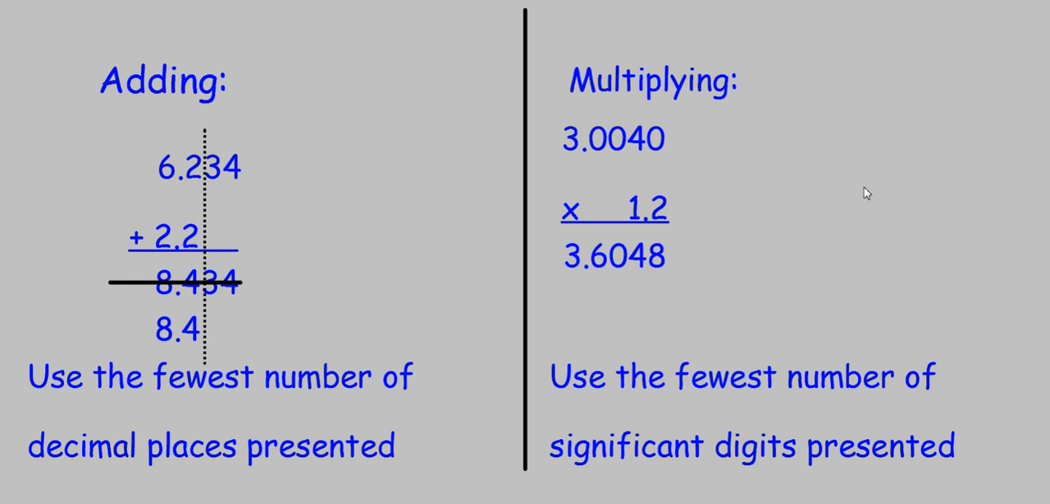Multiplying, on the other hand, we're going to use the fewest number of significant digits presented. So not decimal places, but how many significant digits we have. We have 5 in our first number, 2 in our second. So after we multiply, we're going to represent this with only 2 significant figures. So we're going to have the 3 and the 6. So our number here will be 3.6.